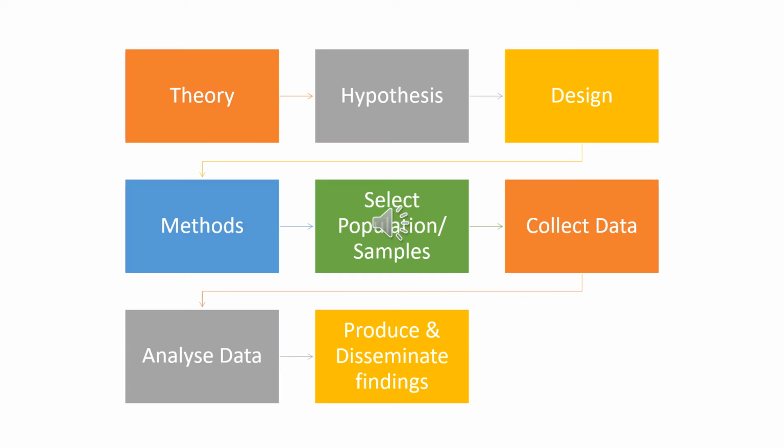So in part 1, we addressed the theory, the hypothesis, and the design. Part 2 is going to focus on methods, how we select populations and how we sample for quantitative research, how we collect and analyse data, and how then we can produce and disseminate our findings.